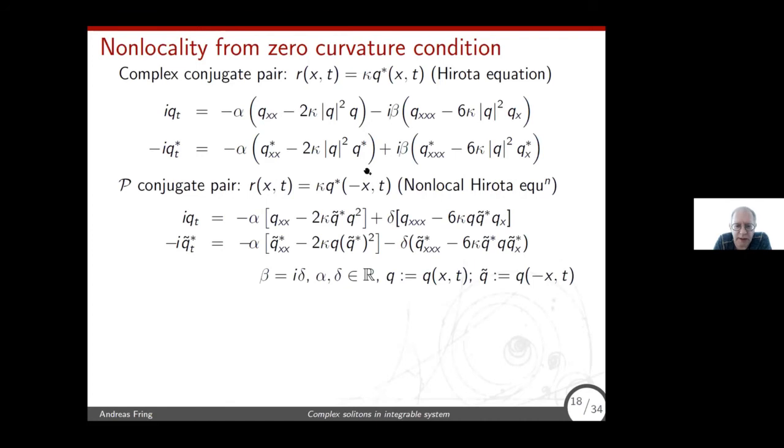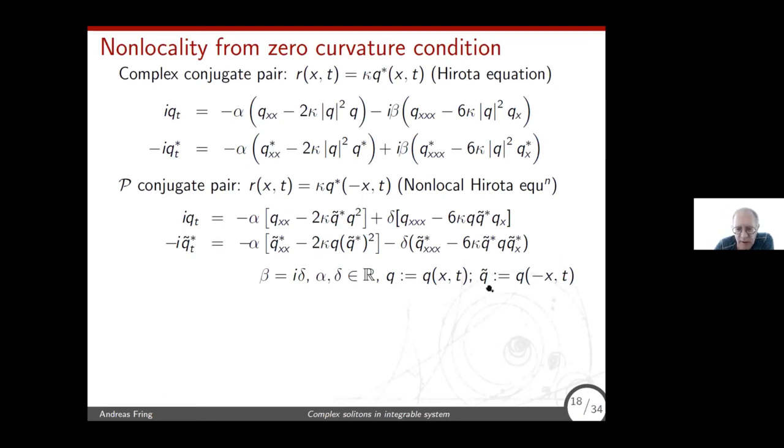But realizing that the system is PT symmetric, we can have other choices. We can take R to be kappa Q conjugate, but now the x has been changed to minus x, and we keep t to be t. And we have also to manipulate slightly the constants. We have to set one of the constants now purely imaginary. But if we do this, now one equation of the system becomes just the PT conjugate pair of the other equation, and they are also therefore compatible.